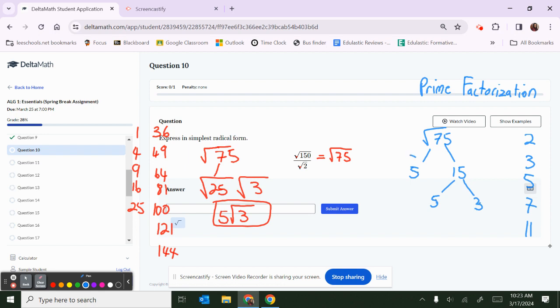Okay. So I have one pair of 5s. So that means I have a 5 on the outside. And then I have a singular 3. That singular 3, I'm going to put a box around it because that's the number that's going to go underneath my radical, underneath my square root. All right? And there we go.